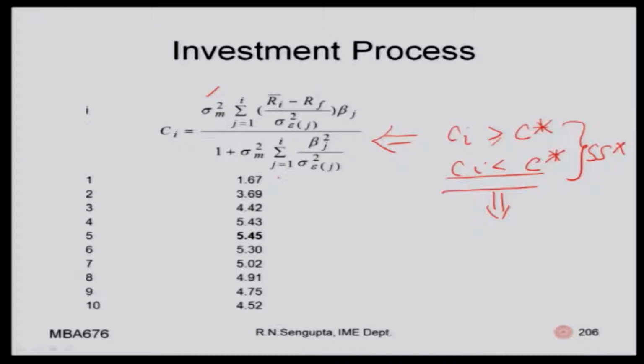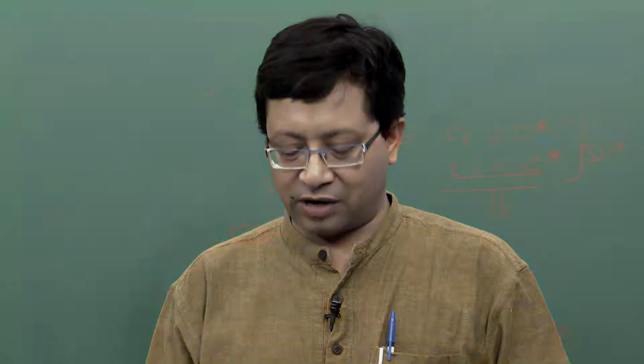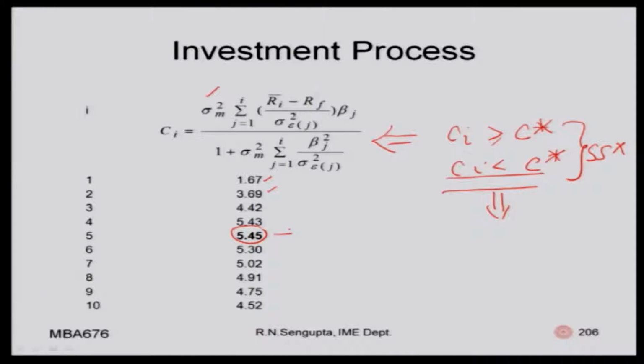So, if you write down the values of Ci, if you include only one stock, the Ci value is 1.67. If you include the second one, it is 3.69, and so on and so forth. There is a tipping value C star, after which, as you keep including more stocks, the value starts decreasing. So, this is basically the C star value depending on the case. Those stocks with values greater than C star you will include, and those with values less than C star you would not include if there is no short selling.